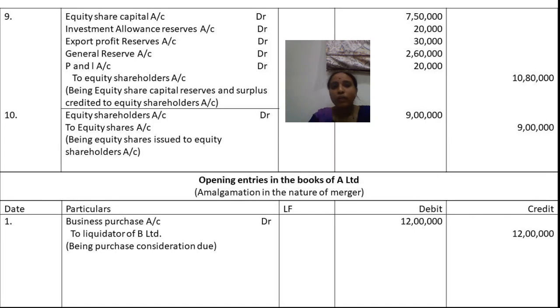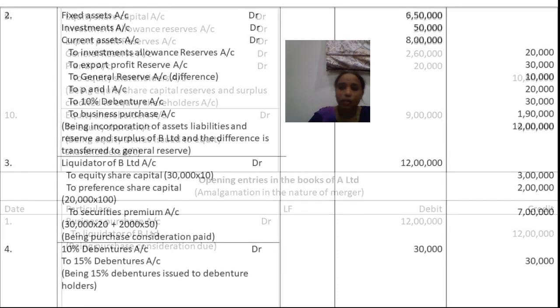Next are the opening entries in the books of A Limited, that is the transferee company, amalgamation in the nature of purchase. So the first one is for being purchase consideration due. For purchasing the business for 12 lakhs by paying purchase consideration of 12 lakh, the entry has to be passed. Business purchase account debtor 12 lakh to liquidator of B Limited 12 lakh.